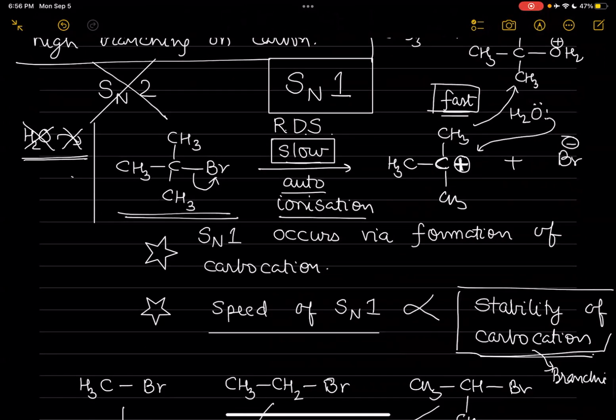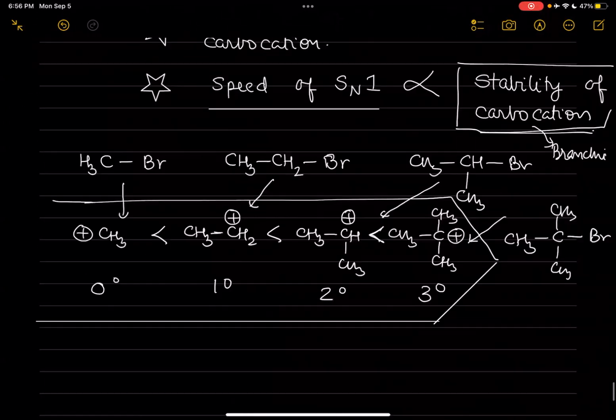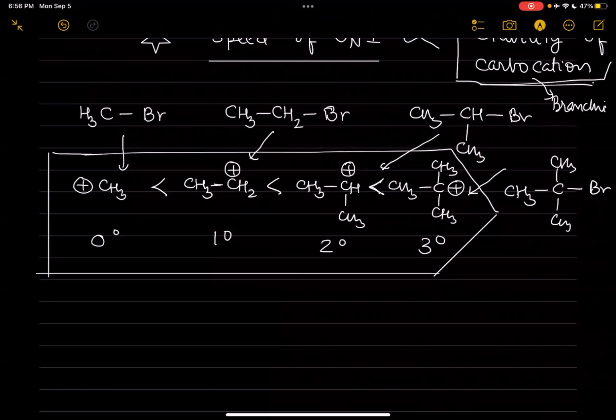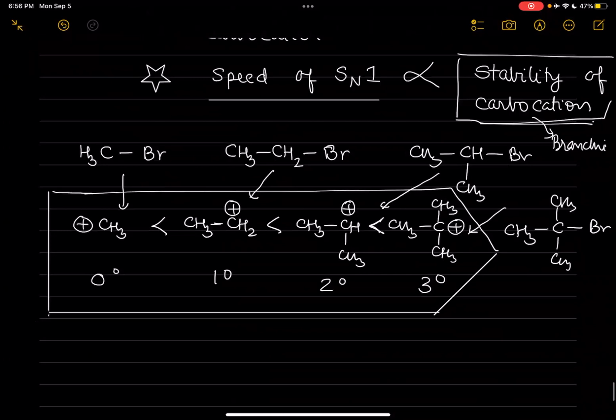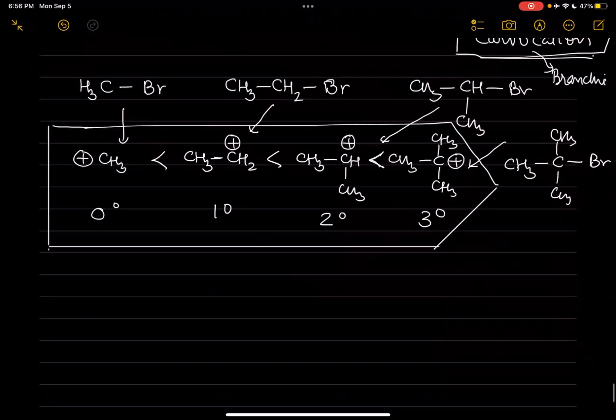That depends upon the stability of the carbocation. Is it clear? Yes, sir. Clear. So let me compare some rates of SN2.